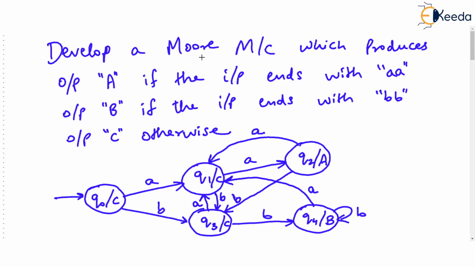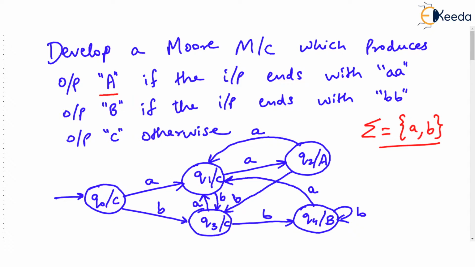Now, this Moore machine that we are developing will take an input which is made up of small a and b. That means sigma in our problem, the input symbols, are going to be a, b. Any string made up of a and b will be given at the input. But the output produced by this Moore machine will be capital A, as you see.